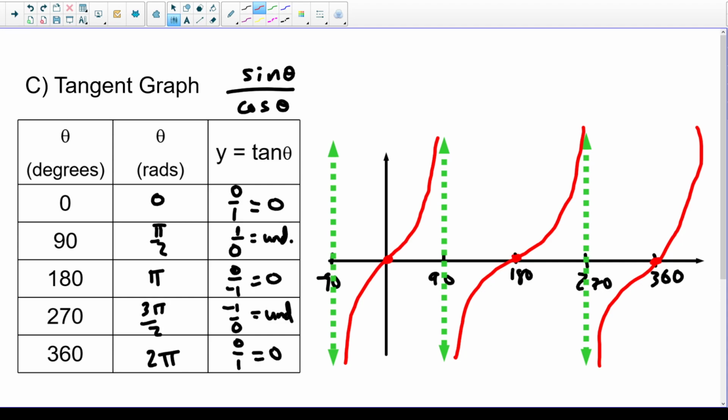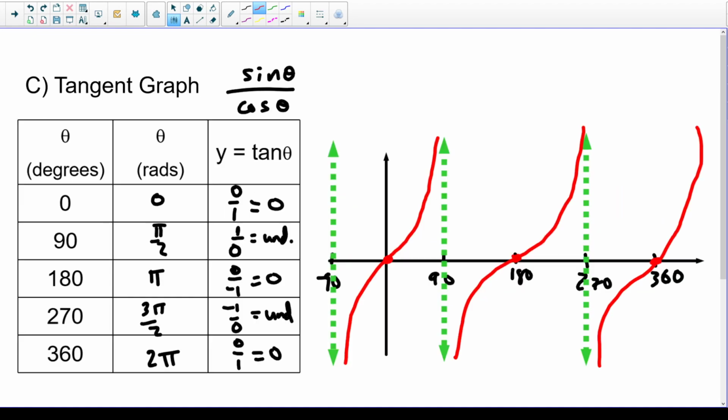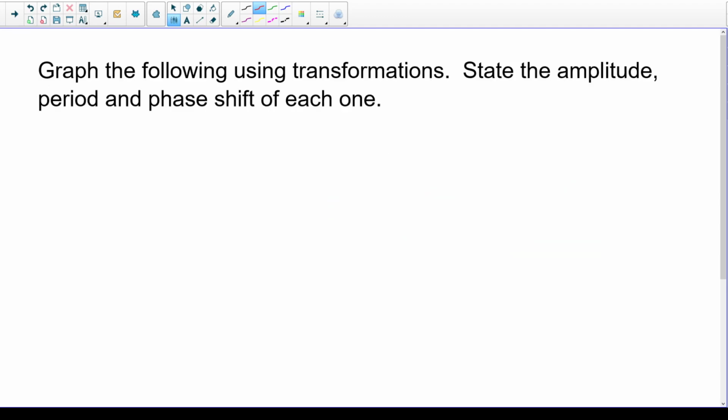So we will not be doing any transformations with the tangent graph this year, folks. I'll let future teachers show you those if you need them. But we will be doing transformations of the sine and cosine graphs. So with the transformations, remember that if you know your parent graph, you should be able to do any transformation from that parent graph. So let's start to look at that next.